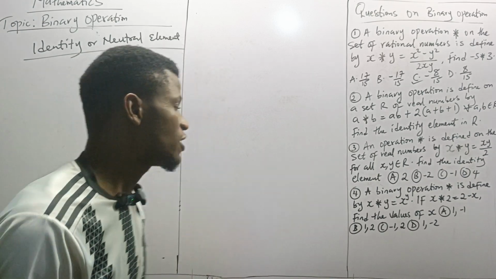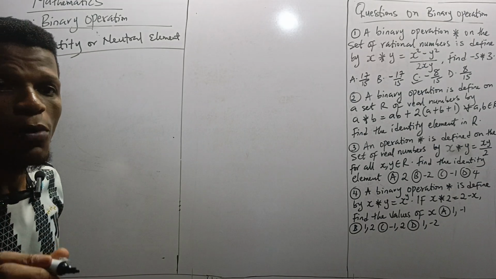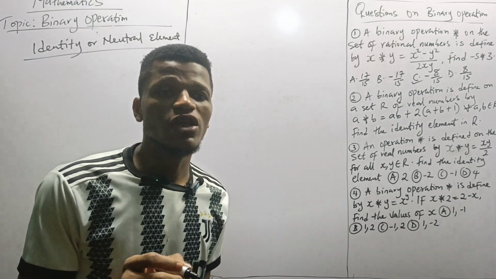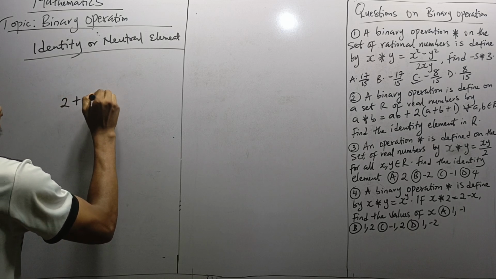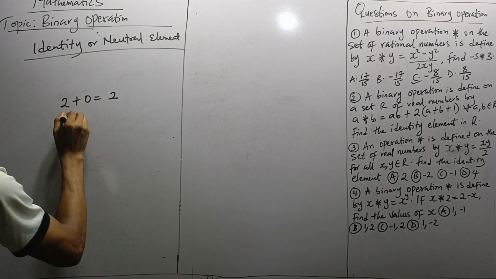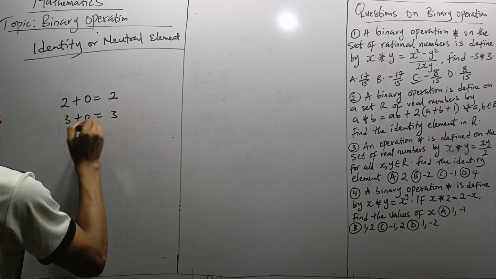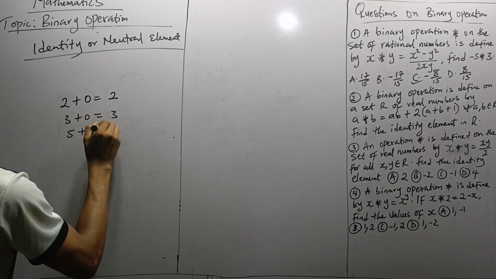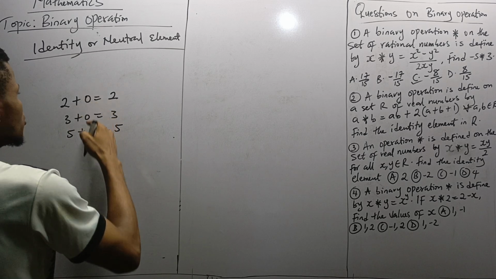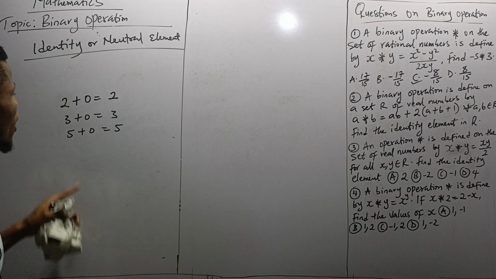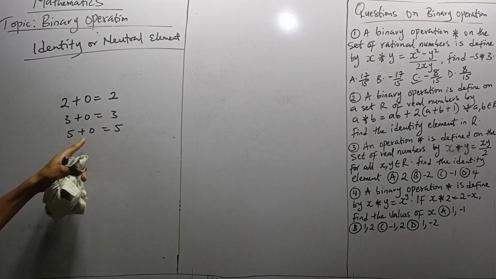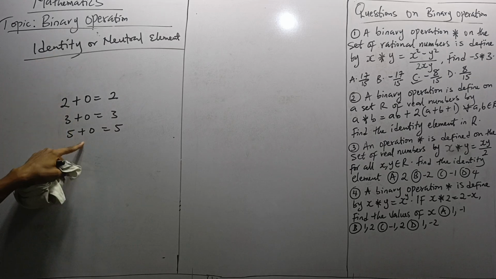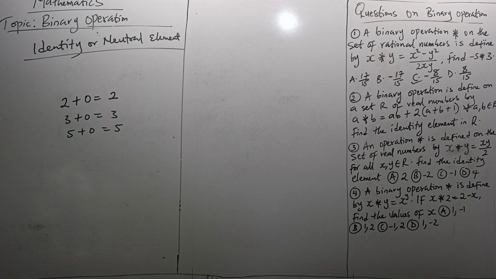All right, for instance, in addition operation, the identity element or neutral element there is 0. For instance, 2 plus 0 will give us 2, 3 plus 0 will give us 3, 5 plus 0 will give us 5. You will notice that 0 has no effect so far as addition operation is concerned. So 0 becomes a neutral or identity element on addition operation.